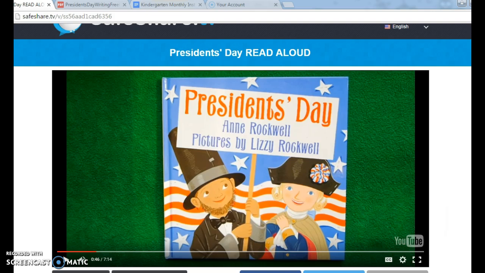We are going to learn about President's Day, and we are going to listen to a fun President's Day story and complete some activities together at the end. The story that we are going to listen to today is called President's Day. It is by Anne Rockwell. She is the author. She wrote the story. And the pictures are by Lizzie Rockwell. Lizzie is the illustrator, and she drew the pictures in this book.